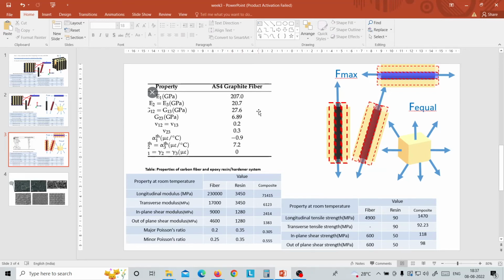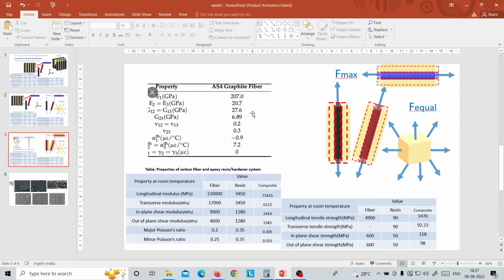But if you want other applications, for instance, there are two plates of this kind and we have a joint in between, and we need to stretch it like this such that shear stresses are generated in the system, then in that case you'll prefer graphite fiber because its transverse properties are better.